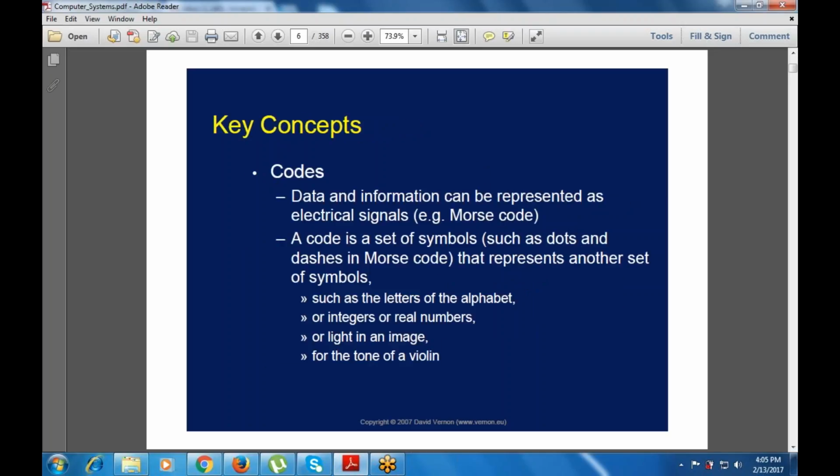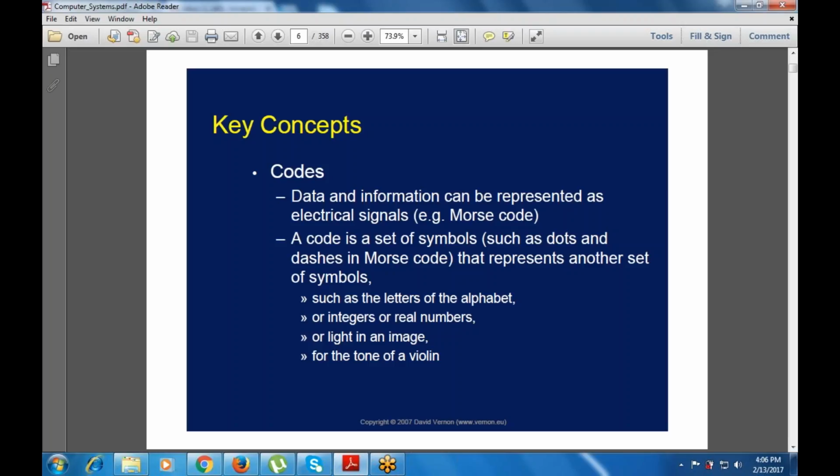Now, what are the various key concepts? One is the codes. Data and information can be represented as electronic signals. For example, when I say there is a Morse code or a Morse signal, that is also known as a code. So whatever data and information can be represented as an electrical signal. And what is a code? It is a set of symbols. Symbols means a set of dots and dashes, as in the Morse code, that represents another set of symbols, such as the letters of the alphabet, integers or real numbers, light in an image, or the tone of a violin. So whatever the image, letters, integer, real number, or light in an image, that is used with the data, the information, and the electrical signals.